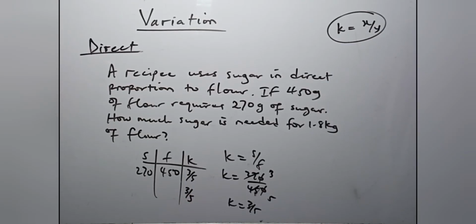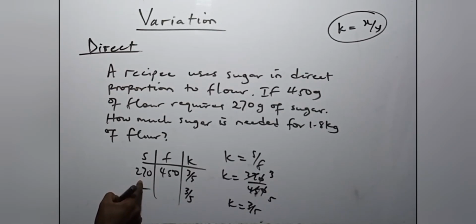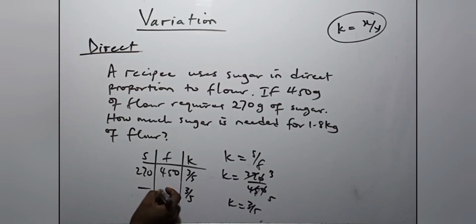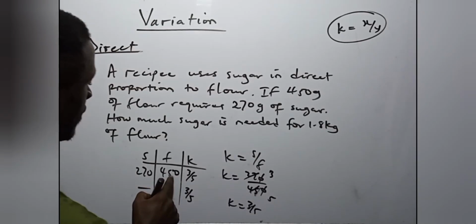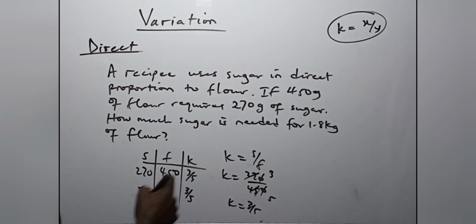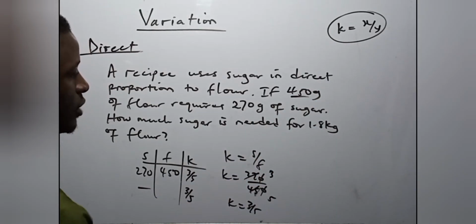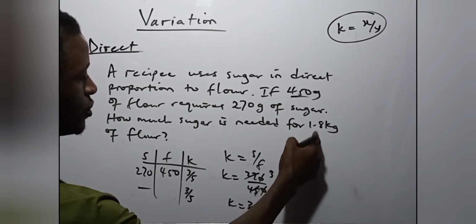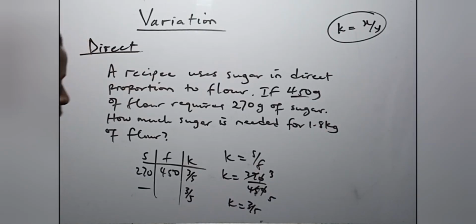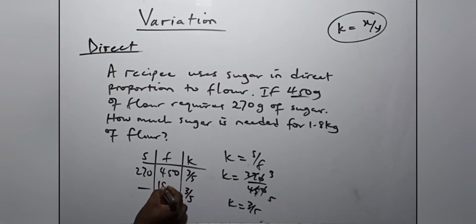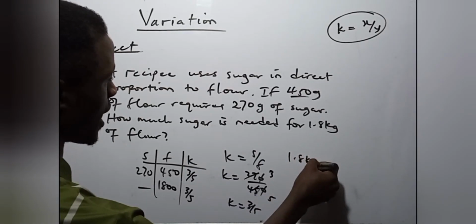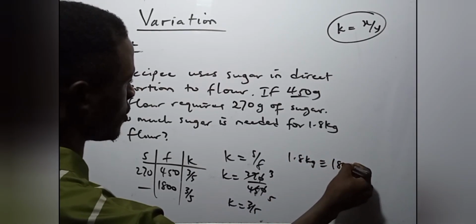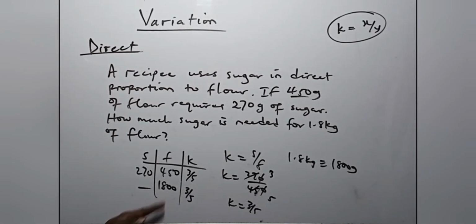How much sugar is needed for 1.8 kilogram of flour? We want to look for the amount of sugar that will be needed for 1.8 kilogram. But remember that the first mass, 450, was given in gram. So we need to convert this kilogram to gram. How do you do that? Just multiply 1.8 by 1,000. That will give you 1,800 gram. So 1.8 kilogram is actually equivalent to 1,800 gram. So that's why I wrote 1,800 gram here.